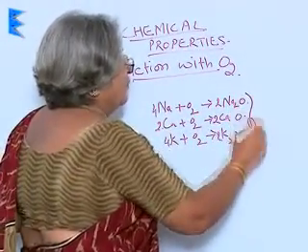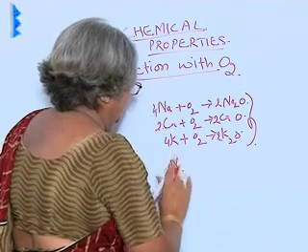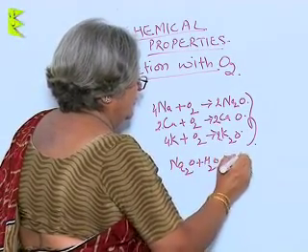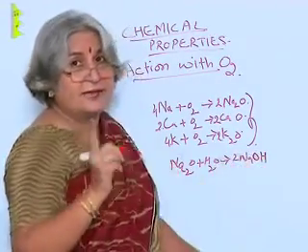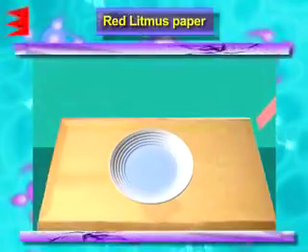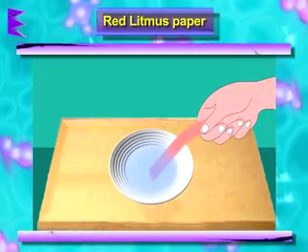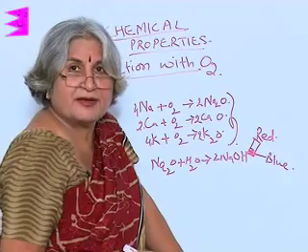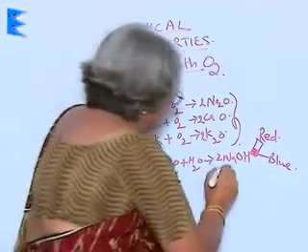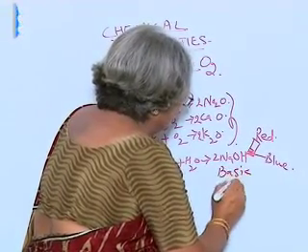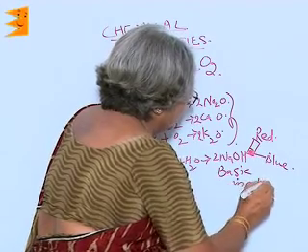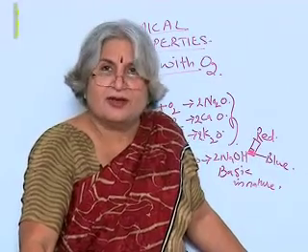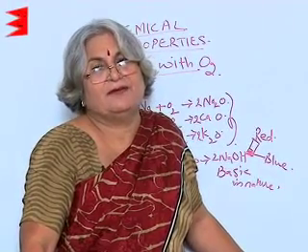You dissolve them in water. Then put this time which litmus paper? Red. And what happens? It turns blue. So, what is sodium hydroxide? It is a base. It is basic in nature. So, one chemical property of metal and non-metal is that with oxygen they form respective oxides.